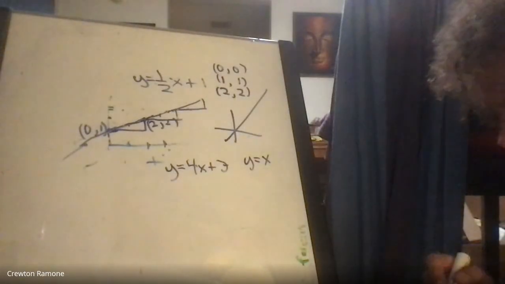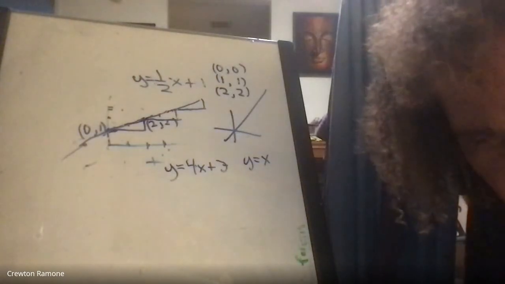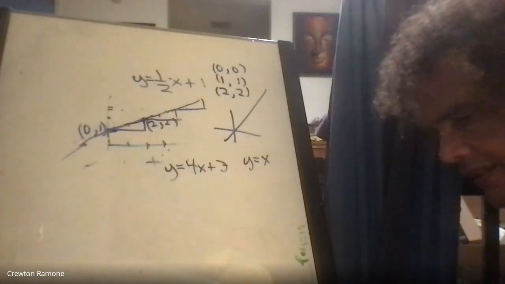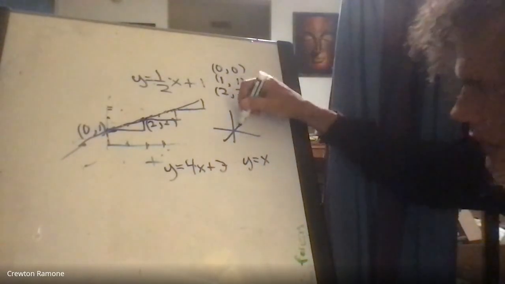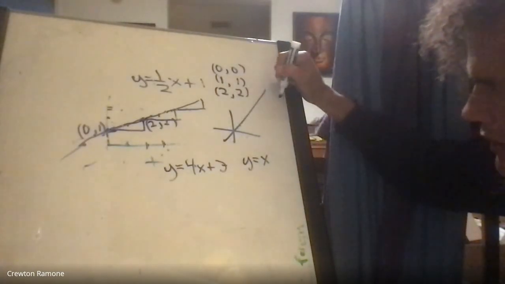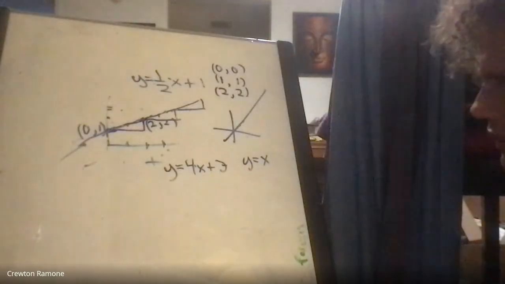I think it would look something like that. Oh yeah, it will be a straight line. You got to draw it. Put it on your graph. Right? Because what am I doing? All I'm doing is graphing. This is 0, 0. This is 1, 1. This is 2, 2. This is 3, 3.